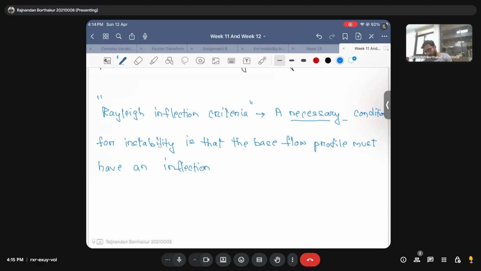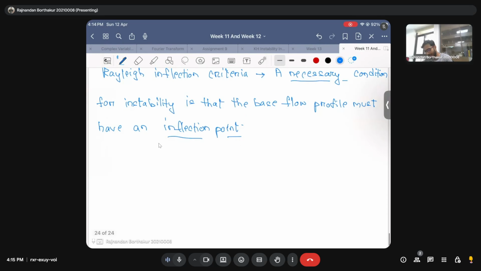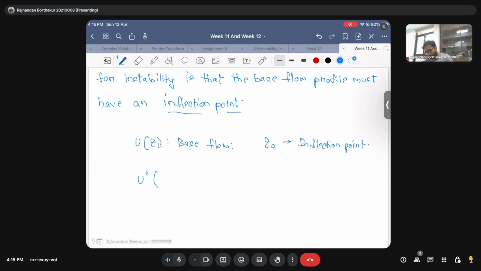Okay. So I believe you know by the word inflection point, it simply means that, for example, if I have a base flow, which is capital U of Z, and if there exists an inflection point Z naught, then somewhere within the domain, my U double prime evaluated at Z equal to Z naught has to be equal to 0. Okay, this is what the Rayleigh inflection point criteria says.